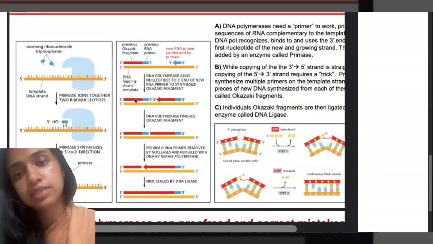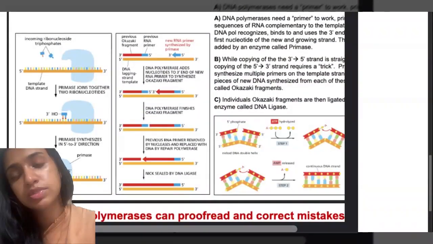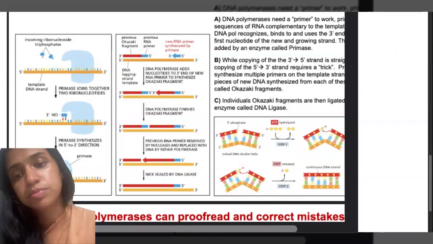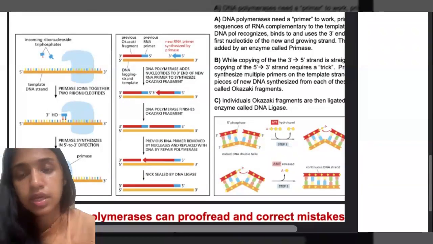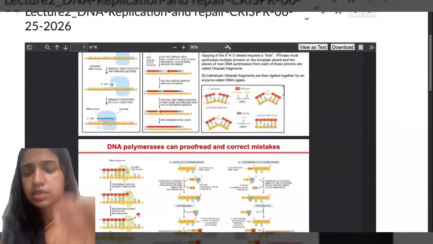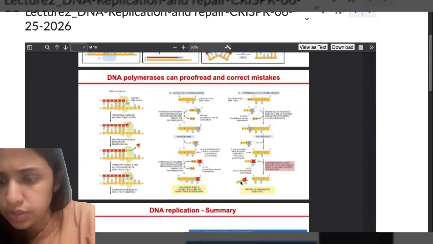Primase adds nucleotides to the 3' end of the RNA primer to synthesize Okazaki fragments. DNA polymerase finishes the Okazaki fragment. The previous RNA primer is removed by nucleases and replaced by DNA by repair polymerase. Next, it is sealed by DNA ligase. Okay, real quick, final stretch. The diagrams we're going to have to go over later.